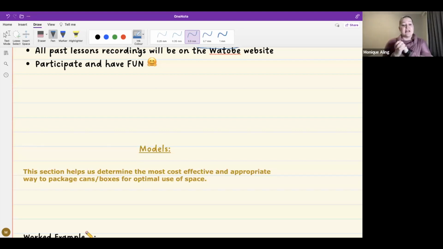Okay, so like it says on the screen, this section helps us determine the most cost-effective and appropriate way to package cans or boxes for optimal use of space. So this whole section is about packaging. How do we fit balls into a rectangular container? How many balls will fit into a container? How many small boxes can fit into a really big box? Or how many big boxes can fit into a shipping container, for example. So it's putting smaller objects into bigger packages, determining how many fit into those packages.